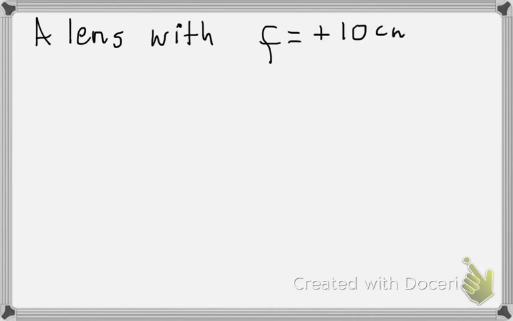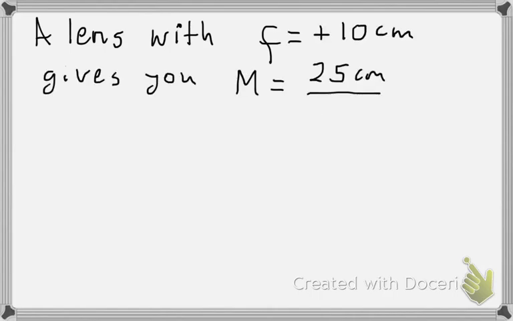So for example, if you buy a lens that has a focal length of 10 centimeters, then the magnification of that lens, of the magnifying glass, will be 25 centimeters divided by 10 centimeters. That's a 2.5x lens. 2.5 is the magnification. The images that you see using the magnifying glass, provided that you put the object at the focal length, are going to be 2.5 times the size that you get when you just look at the object with your naked eye.